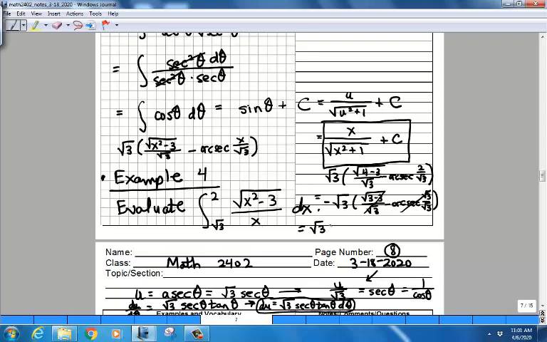Let me write it out. So you have square root of 3 times 1 over square root of 3, because this is going to be just square root of 1, which is 1. And now we have to figure out what is the arcsecant of 2 over square root of 3.